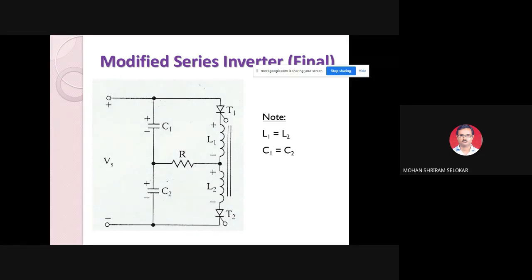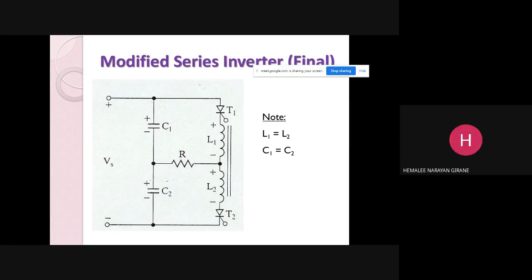Basically, in this circuit, what is happening over here? In the positive cycle, 50% is supplied by the battery, and 50% is supplied by one of the capacitors. Similarly, in the negative half cycle, 50% of the current is supplied by the battery, and the remaining 50% is carried out by the other capacitor. Now try to understand what I'm explaining. As in the basic series inverter, what was happening? Hello, am I audible, beta?